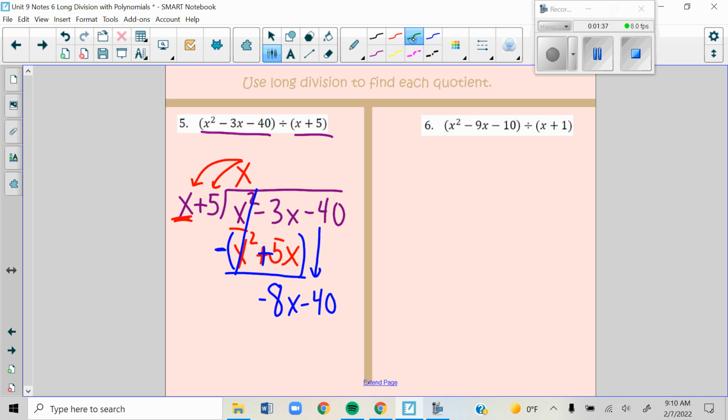So now I look and I say, I have this x, and I need to make it into a negative 8x. So what am I going to multiply x by to make it negative 8x? I'm going to multiply by negative 8. Then I go ahead and I times it to both of those terms. So I get negative 8x, and 5 times negative 8 gives me a negative 40. Keep in mind, I'm going to put that in parentheses because I am subtracting.